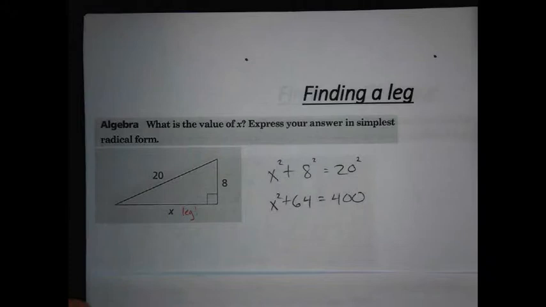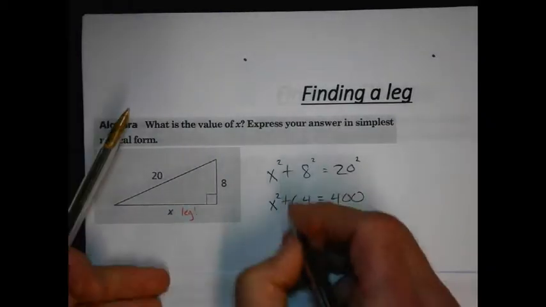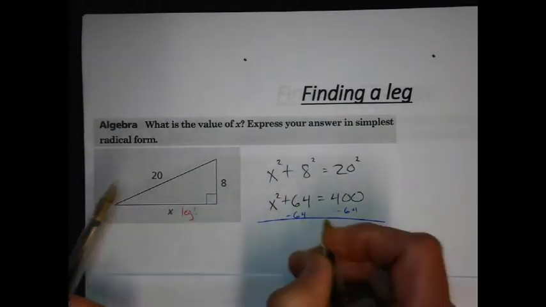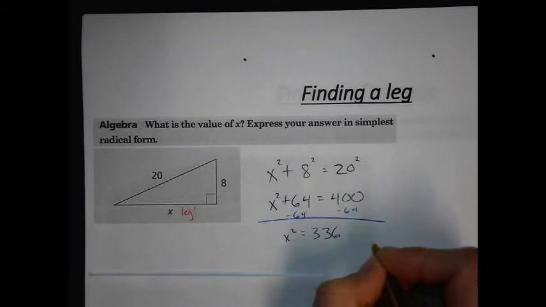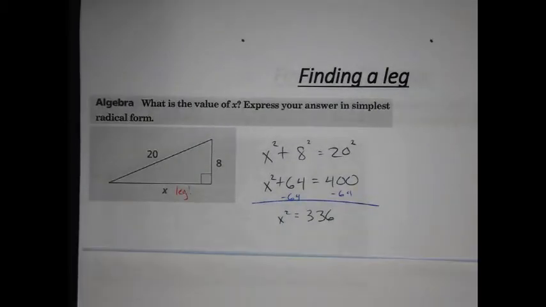Okay, so we do a little bit of algebra, and hopefully we'll figure out what x is. Hopefully you know what to do from here. So what we do is subtract 64 from both sides, and it turns out that x squared is equal to 336, right? And now what are we going to do to solve for x? We are going to take the square root of both sides, right? So we take the square root.